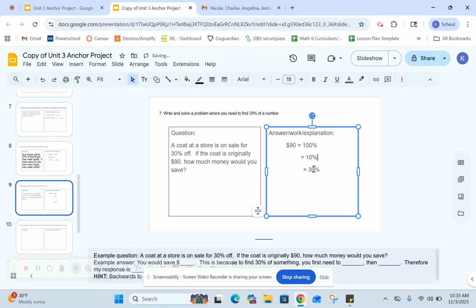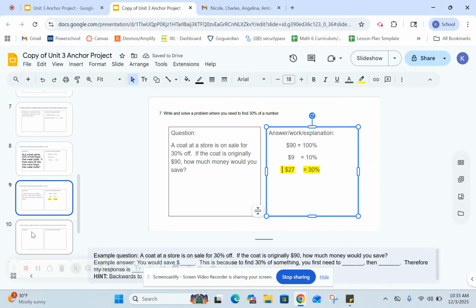To get 10% of a number, that's right, divide by 10. $90 divided by 10 is $9. That's right. Now, to go from 10% to 30%, you would, that's right, multiply by 3. $9 times 3 is $27. So you would save $27 because that is 30% of the $90 total.